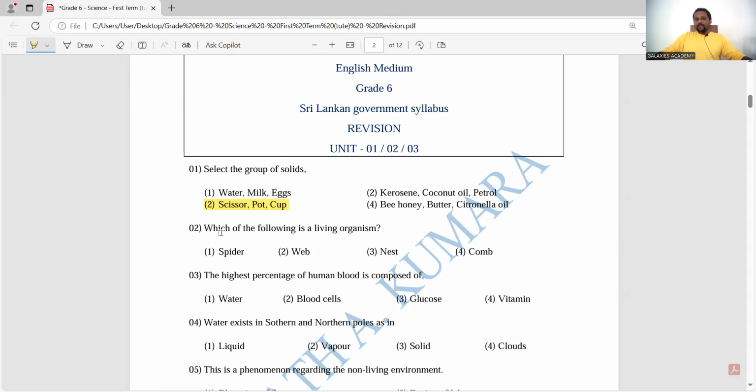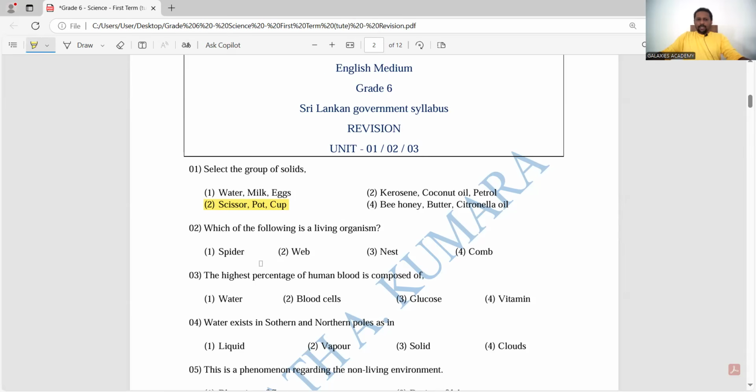The second question given: which of the following is a living organism? In the first lesson, we discussed the things in our environment. We can divide them into 2 main groups: living things and non-living things. For living things, we also discussed the main characteristics: growth, nutrition, and also movement, respiration, and reproduction. If you can see these characteristics in the things, we call them living organisms or living things.